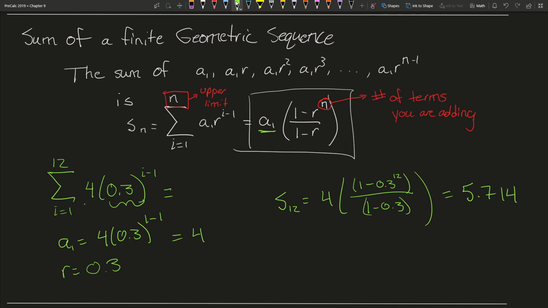I want to address one more thing. Your first term isn't necessarily the first term in the sequence. Your first term is governed by your index and your lower limit. So if this were i equals 3, your first term would really be a3. That's the only thing people get tripped up with. As long as you know that, and that this exponent is the number of terms you're summing, you should be okay. They don't show up that much, but it's helpful to know those two things.